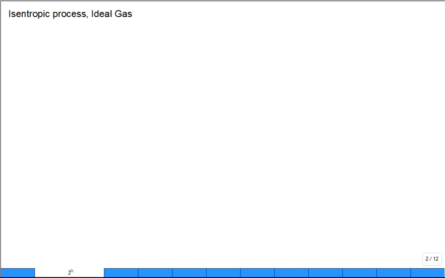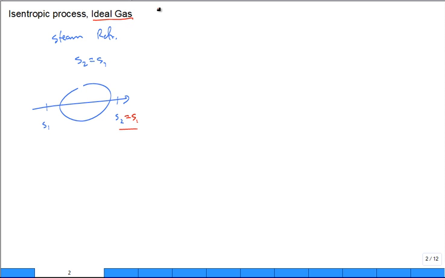So for an isentropic process, if it was steam or refrigerant, you just use the tables, and maybe you know that S2 is equal to S1. It's an open system, so it flows through the system. The inlet entropy is S1, the exit entropy is S2. If it's isentropic, S2 is equal to S1. Use the tables. For an ideal gas, though, we can do things with equations. We can analytically do a little more. So let's take a look at what it looks like.